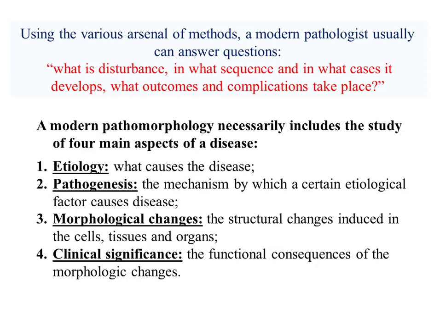A modern pathomorphology necessarily includes the study of four main aspects of the disease: etiology, like cause of the disease; pathogenesis, mechanism which leads to the pathological changes; morphological changes, the structural changes of the cell, tissues, organs, and whole organism; and the clinical significance, the functional consequences of the morphological changes. Any clinical conditions are based on the morphological changes.